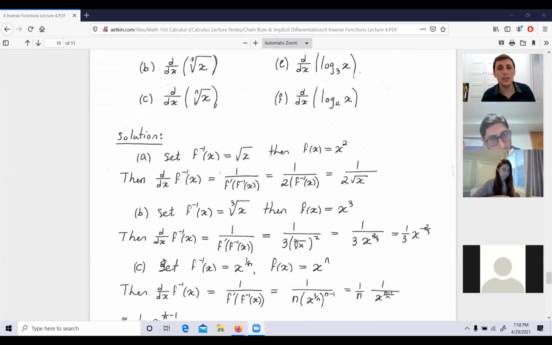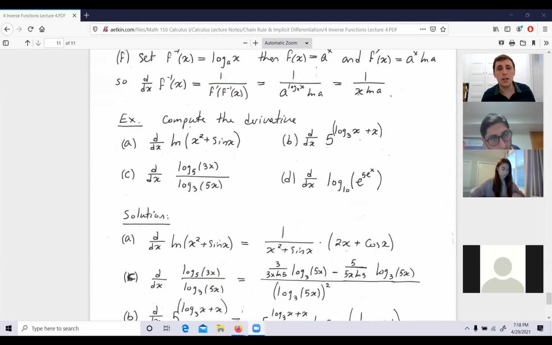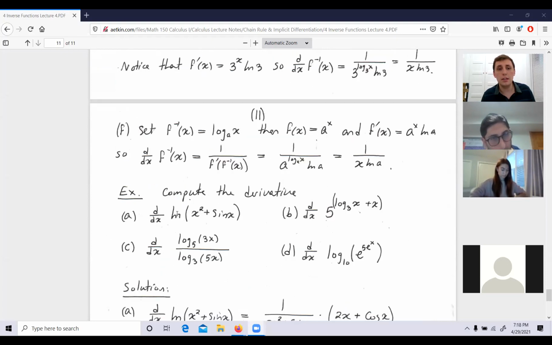I want you to please calculate for me this question, guys. Question A, the derivative of ln of x squared plus sine x, as quickly as you possibly can.